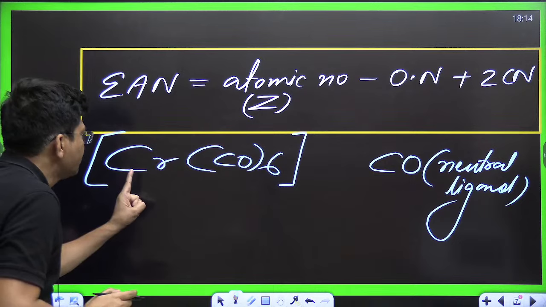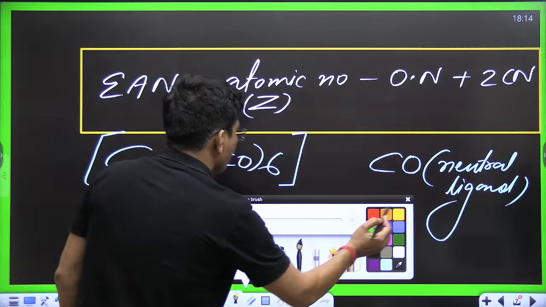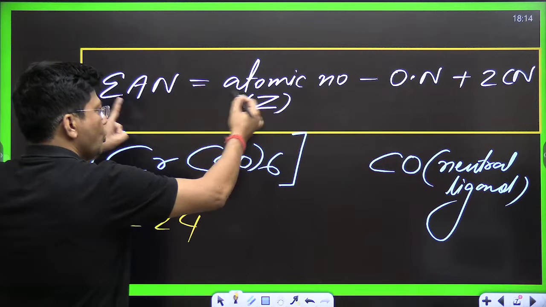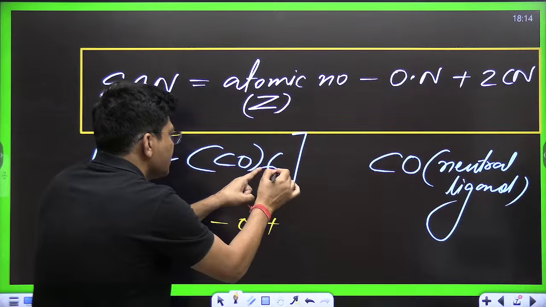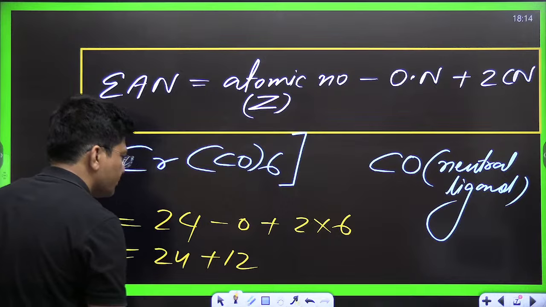Now, what is the atomic number of chromium? I want to see in the chat section. Everyone, write down the atomic number of chromium, kids. So we are going to find the effective atomic number. Effective atomic number is equal to the atomic number of chromium, that was 24, minus the oxidation state, no charge, 0, plus 2 times the coordination number. This 6 indicates the coordination number. So 2 into 6: it will come out 24 plus 12. How much does it get? It comes out to 36.